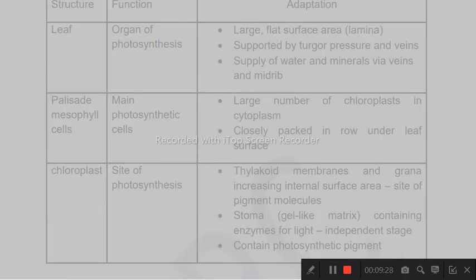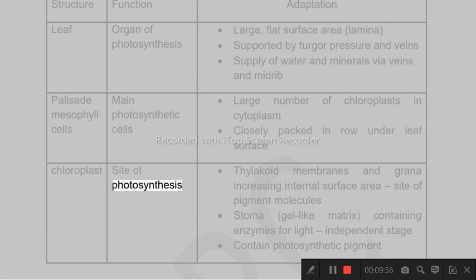23. Structure, function, adaptation. Leaf, organ of photosynthesis: large, flat surface area, lamina, supported by turgor pressure and vein supply of water and minerals via veins and midrib. Palisade mesophyll cells: main photosynthetic cells. Large number of chloroplasts in cytoplasm, closely packed in a row under the leaf surface.